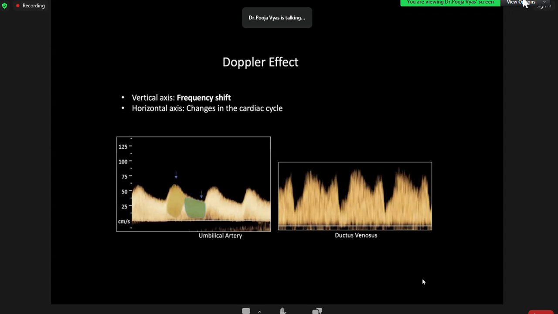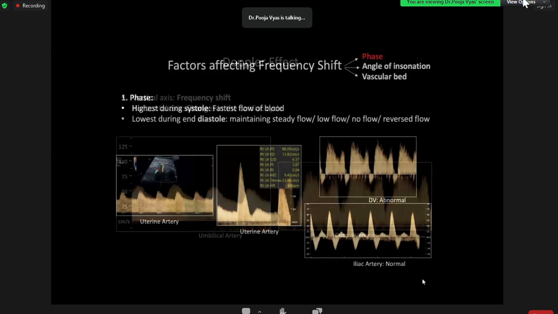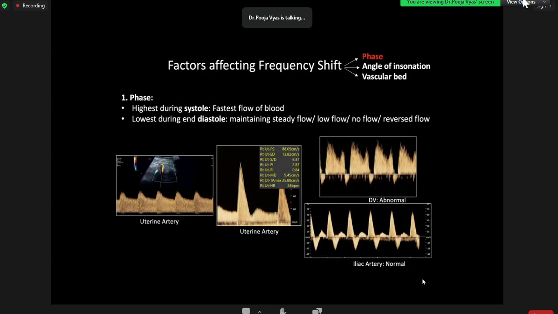And when we plot on a graph, the vertical axis is the frequency shift, and the horizontal axis is the changes in the cardiac cycle. Now, factors affecting frequency shift, first is the phase. So the highest phase is during the systole, that is the fastest flow of blood. Lowest is during the end diastole, where we get a maintained steady flow, low flow, no flow, or we get a reversal of flow.